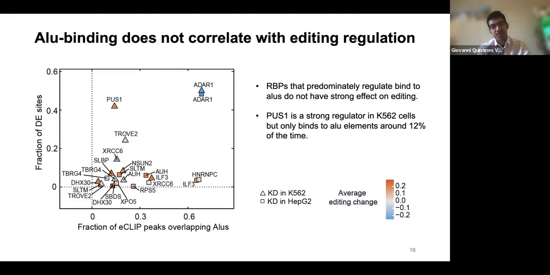And this is also supported by the fact that RNA editing could happen at multiple steps in the processing of RNA. It could happen very early in transcription. It could happen also when the transcript is already in the cytoplasm. So in this long span of time where RNA editing could happen, the Alu elements could have been bound by a number of different RBPs. And of course, not all of them will have an overall influence in the editing process.